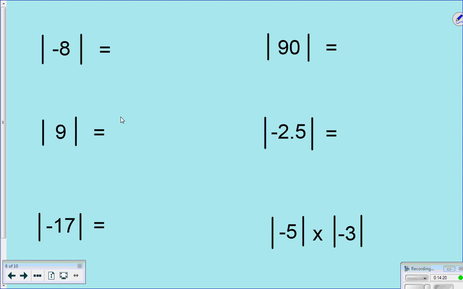I have to multiply, but the first thing I need to do is my absolute value. Do that first. So what's the absolute value of negative 5? 5, okay. What's the absolute value of negative 3? So I would take 5 times 3, 15.